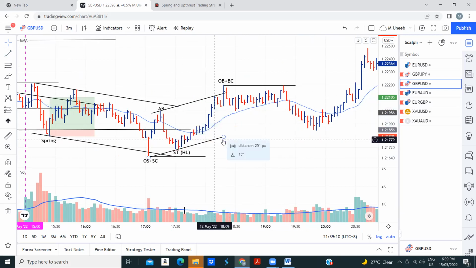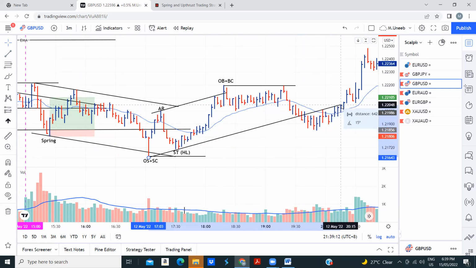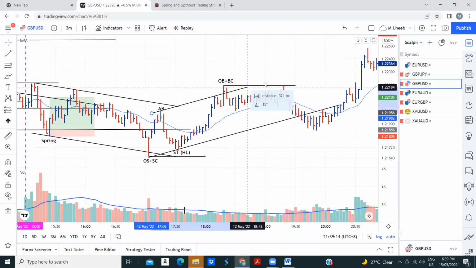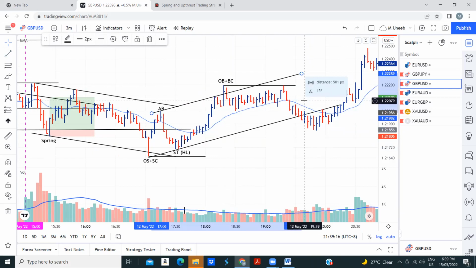Now we just extend this trend line. You see how Viper is working out? Structures are working out.